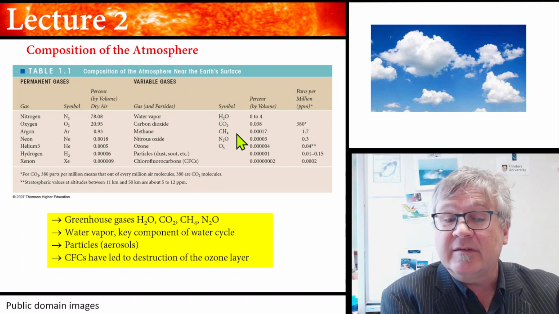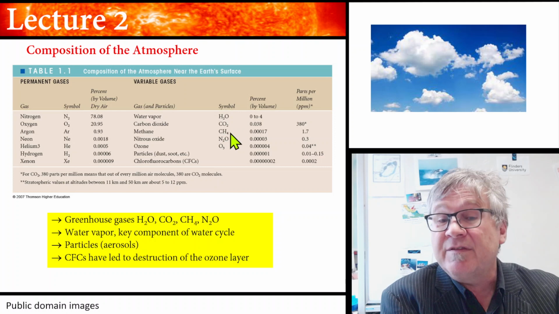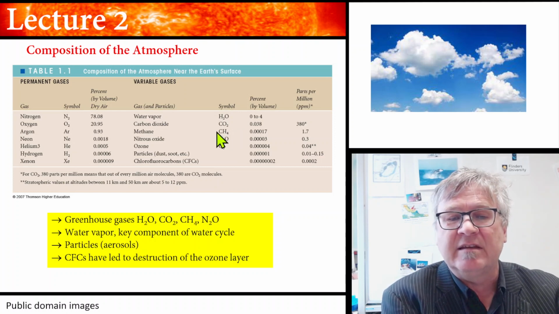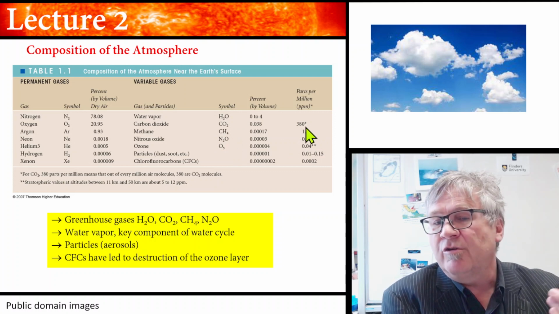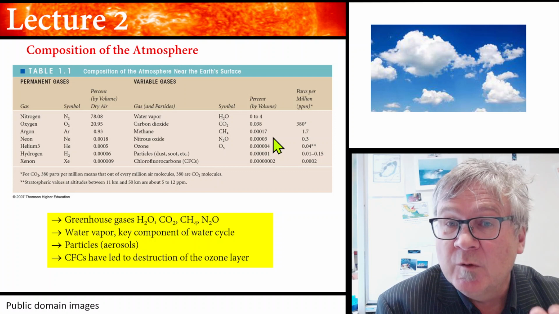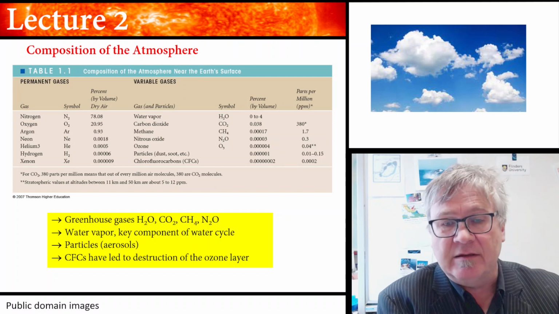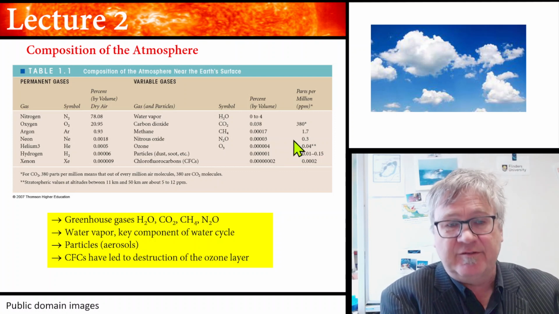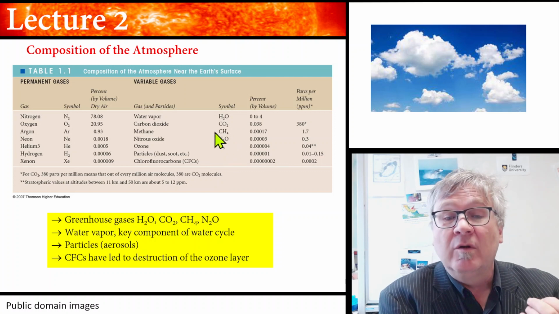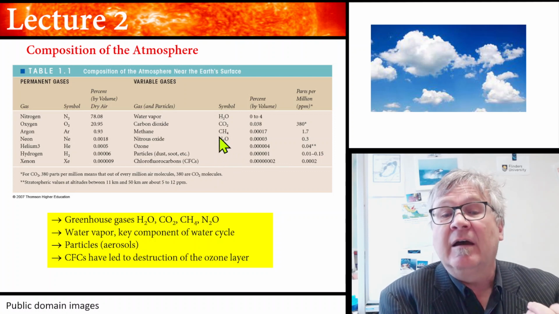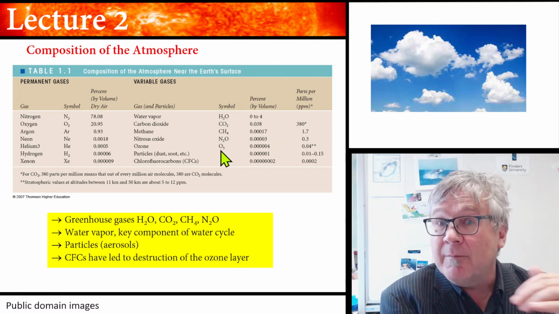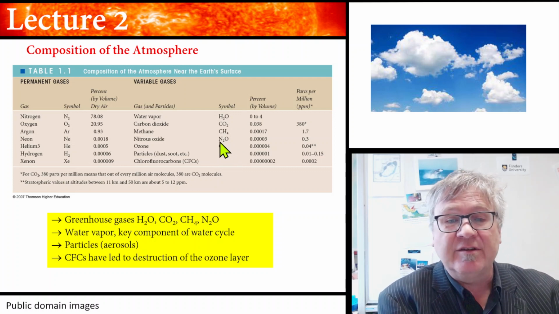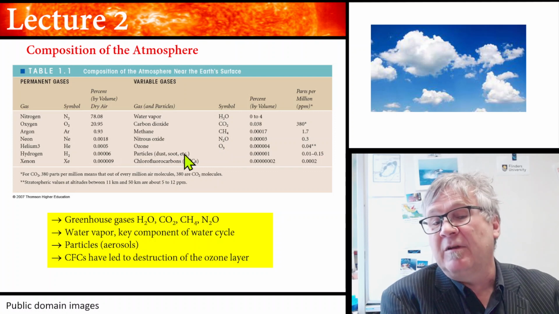Other greenhouse gases: we have methane listed here, and nitrous oxide also listed here. Relatively low contributions, but they play an important role in the energy balance in the atmosphere, the heat balance. Ozone is also an important gas because it absorbs harmful solar radiation.